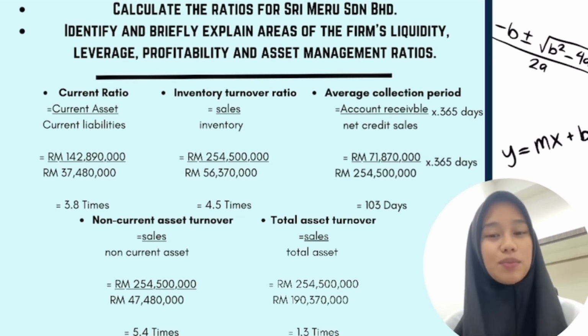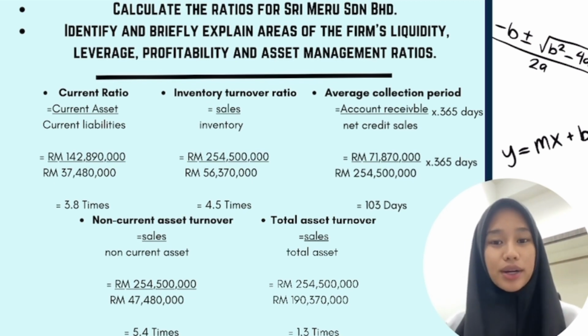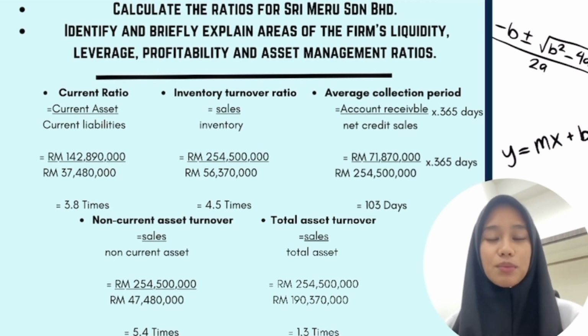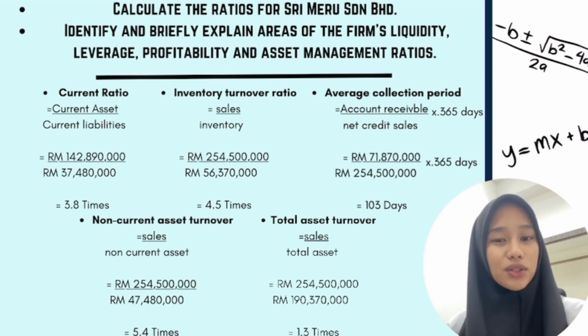Today I am going to explain about question 1. First of all, current ratio. The formula of current ratio is current asset divided by current liabilities. Current ratio for Sri Meru Sdn Bhd is much better than industry. It is because the current ratio for Sri Meru Sdn Bhd is higher, which is 3.8 times, while current ratio for industry is lower, which is 2.5 times.